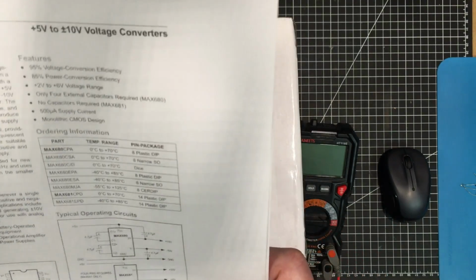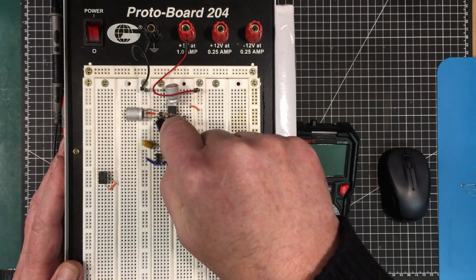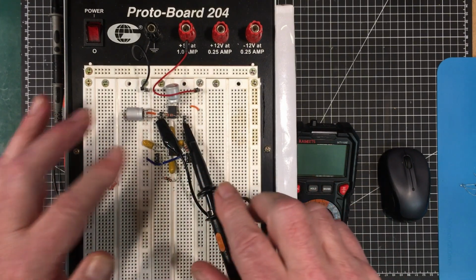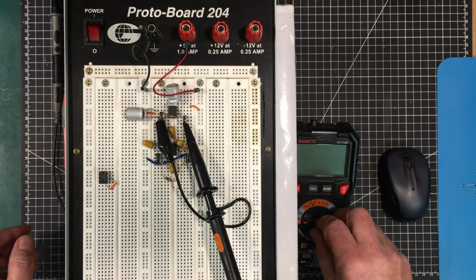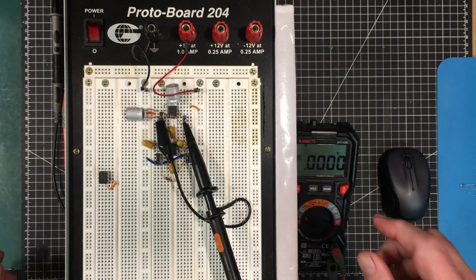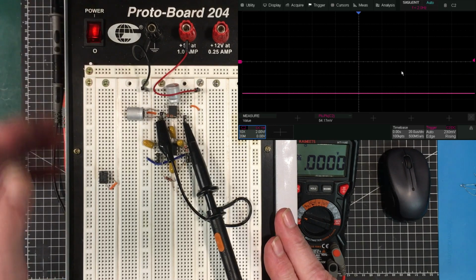So I'm going to set them up and we'll have a look at them. This has got the TL7660. I'm going to try that one first. So I've got it all set up here. And let me get this meter turned on, and we'll get a scope up on the screen there. And let's turn it on, see what we get.